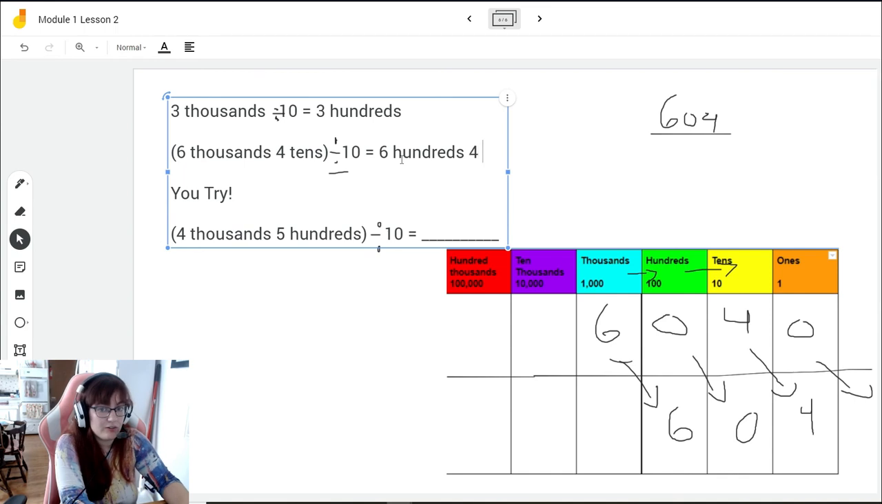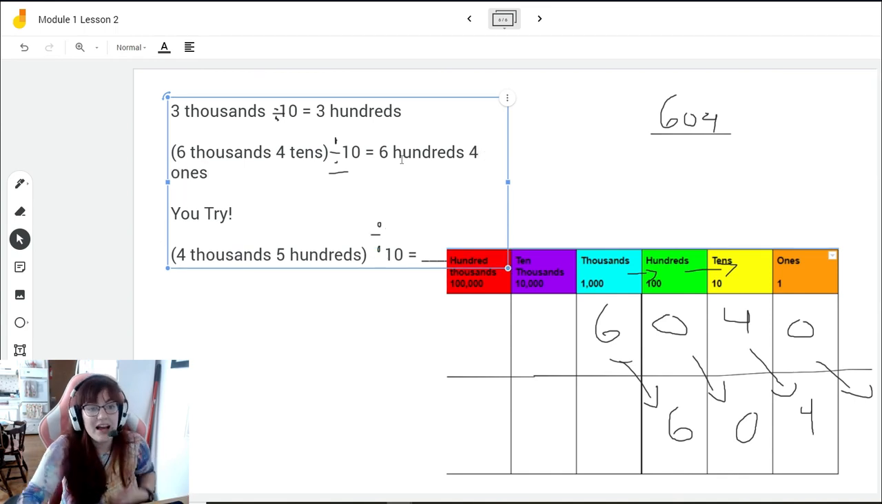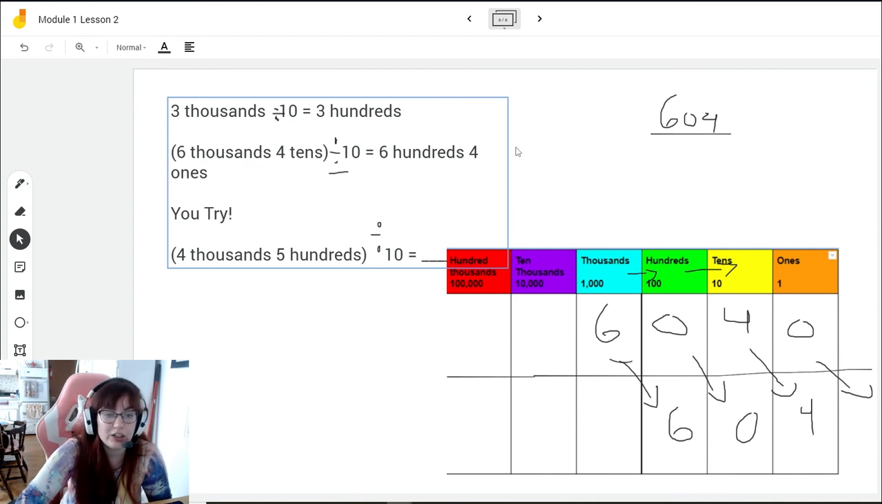600s, 4 ones. If you have a place value with a 0 in it, you do not have to include that in your unit form. So you don't have to say, for example, for this problem, 600s, 0 tens, 4 ones. If something is a 0, you don't really have to worry about its place value. Just make sure that the 0 is there in your standard form of your number.